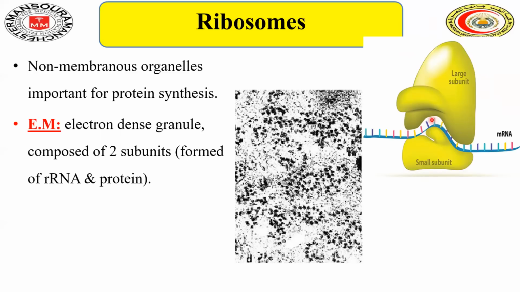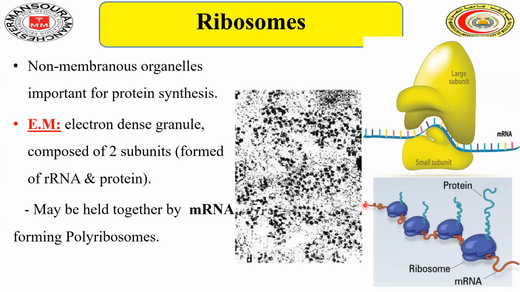And these two subunits are chemically formed of rRNA, ribosomal RNA, and protein. This is the electron micrograph for the ribosome. They are electron dense granules formed of two subunits, large and small one, and both are formed of rRNA conjugated with protein.